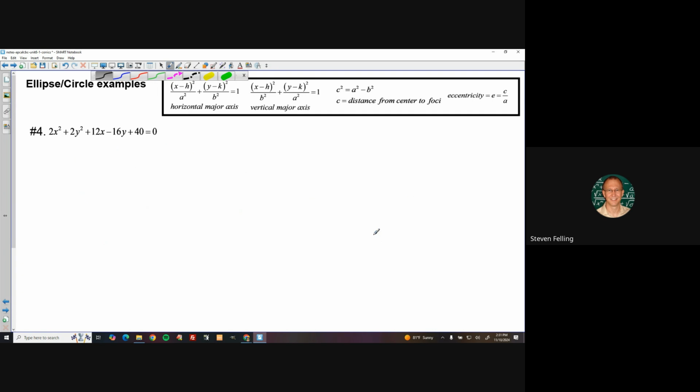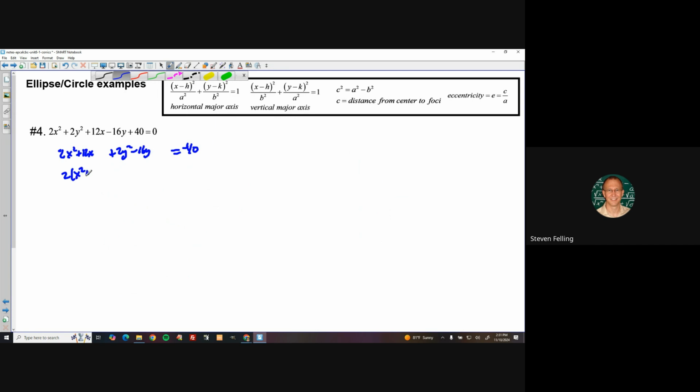Okay, here's another one. If you wanted to, you can pause the video and try this one. But let's go ahead and try it. So we'll gather the x terms together, 2x squared plus 12x, and then plus 2y squared minus 16y. I'll move the constant to the other side. We'll factor out the leading 2.